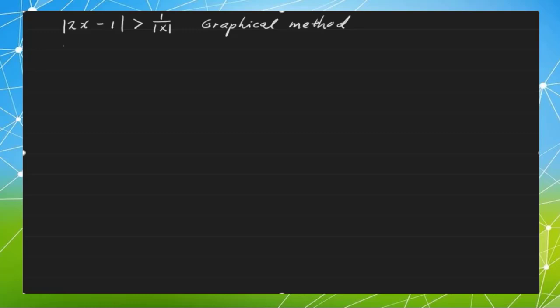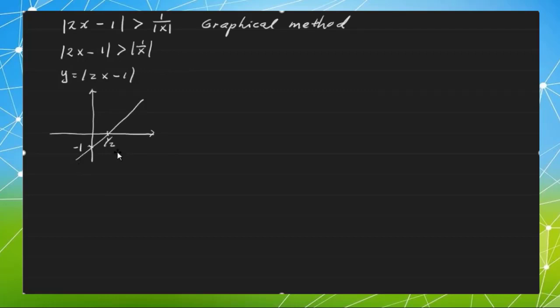Since squaring both sides is not suitable, now I'm going to use the graphical method to solve this modulus inequality. So first I sketch the graph of modulus 2x minus 1. To sketch the modulus graph, I start from the graph without modulus, that is y equals 2x minus 1, where the y-intercept is negative 1 and the x-intercept is 1 over 2. Now this is the graph y equals 2x minus 1. Then the part of the graph which is below the x-axis must be reflected using the x-axis. So this part of the graph I label as y equals negative 2x minus 1.